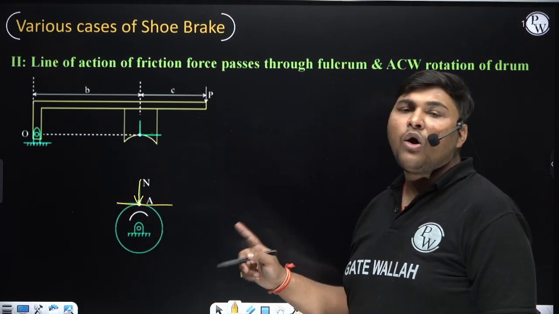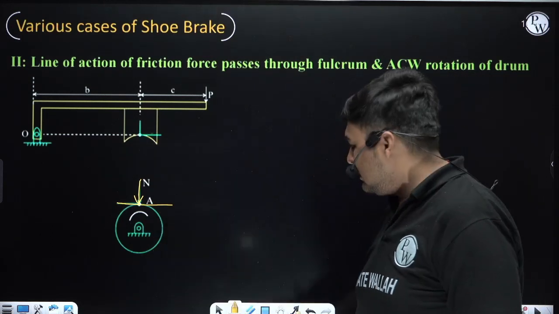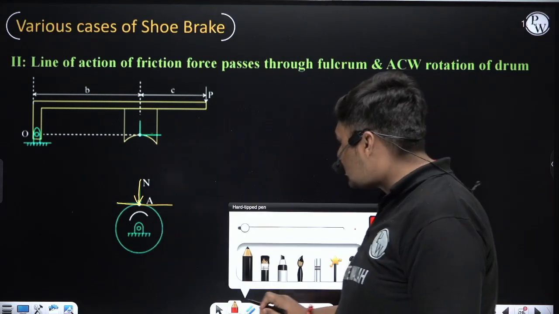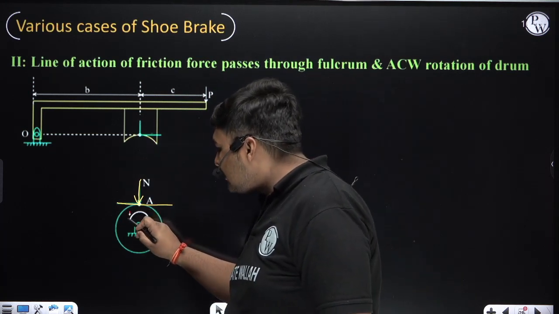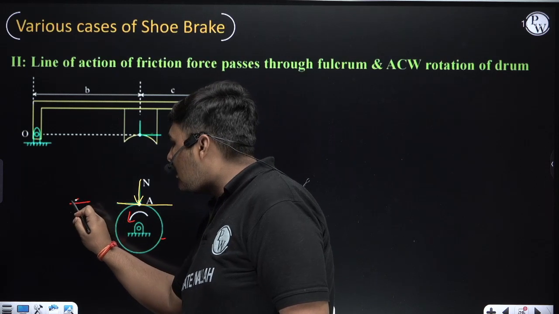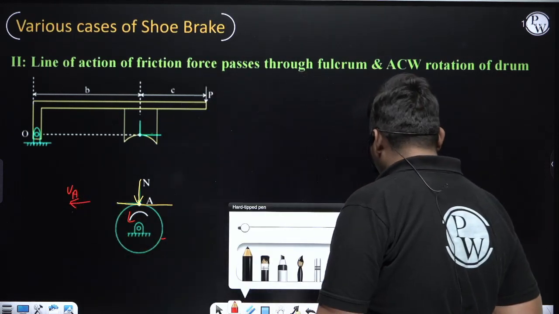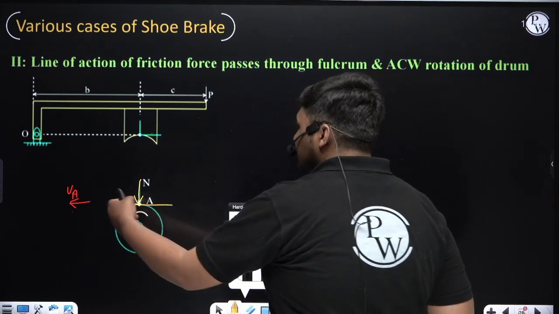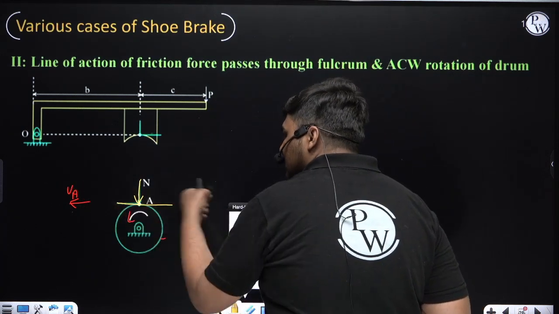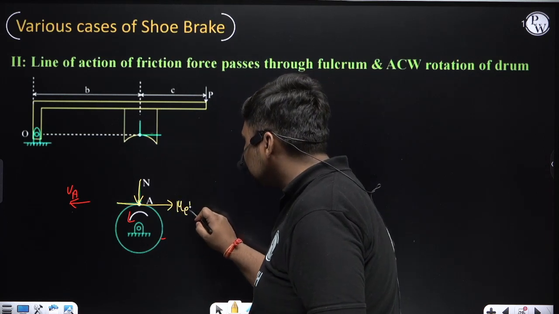The sense of friction force will be opposite to the velocity of point A in the FBD of drum. So for that, first we need to find the direction of velocity of point A. Since the drum is rotating anti-clockwise, the direction of velocity of point A will be this, and friction force in the FBD of drum will be opposite to this velocity. So in this case, since velocity is in this direction, friction force will be in this direction. So this is the direction of friction force.